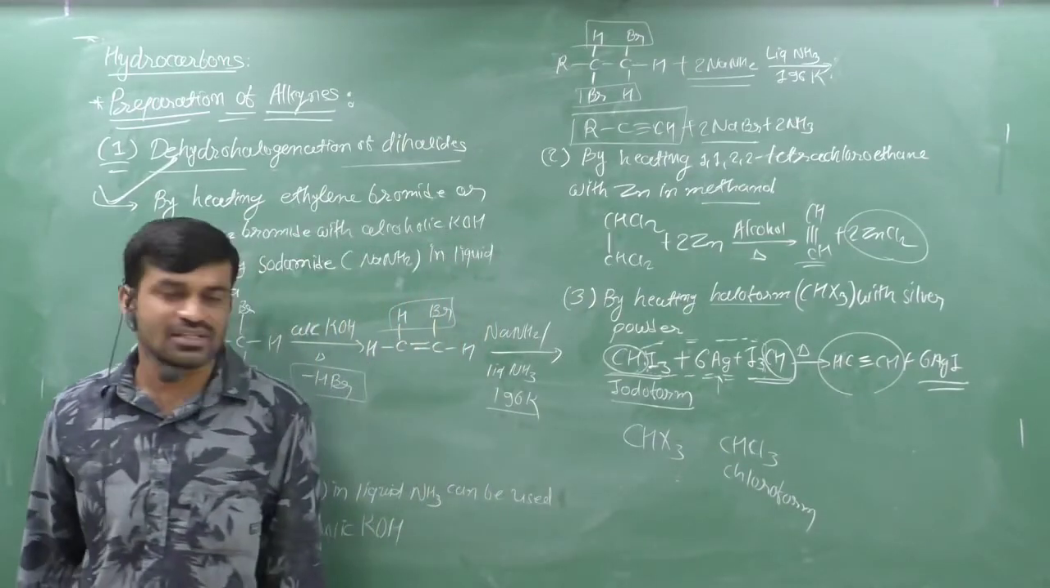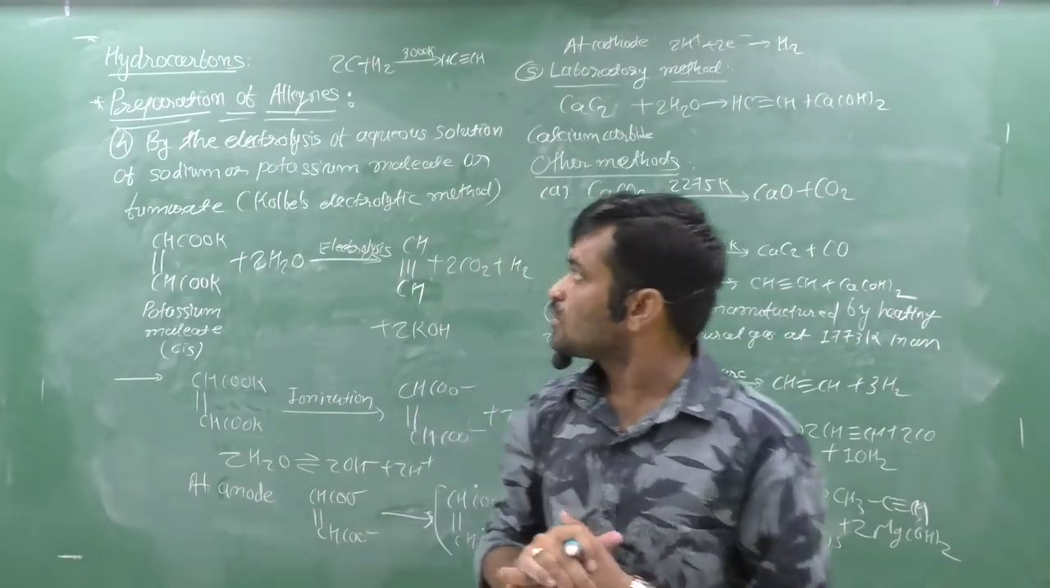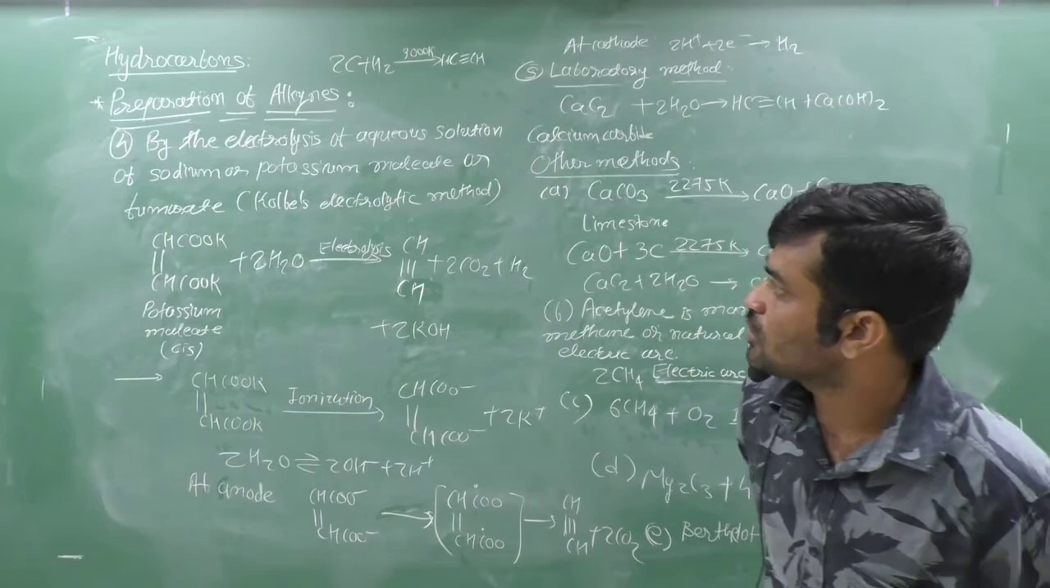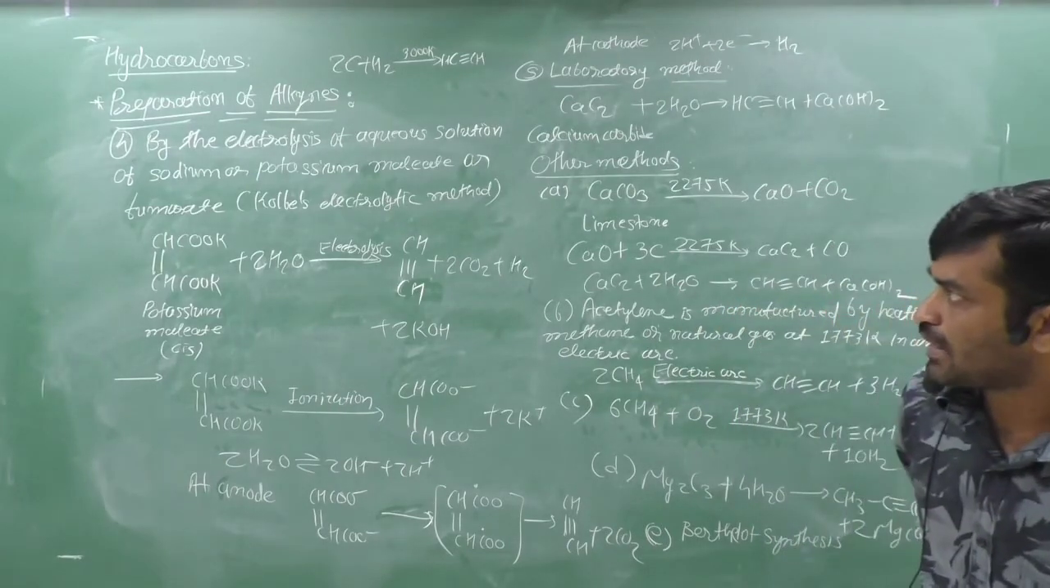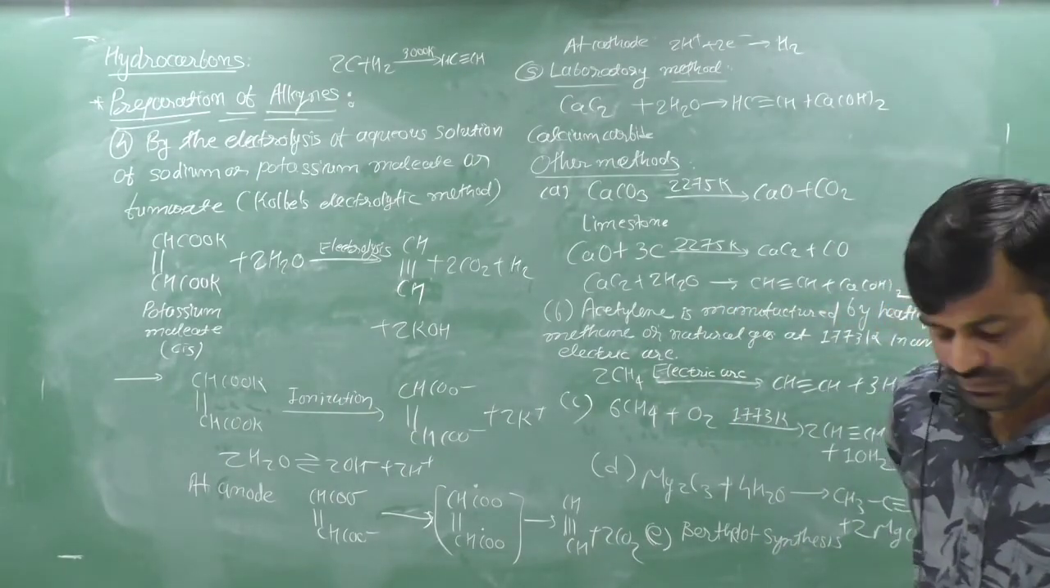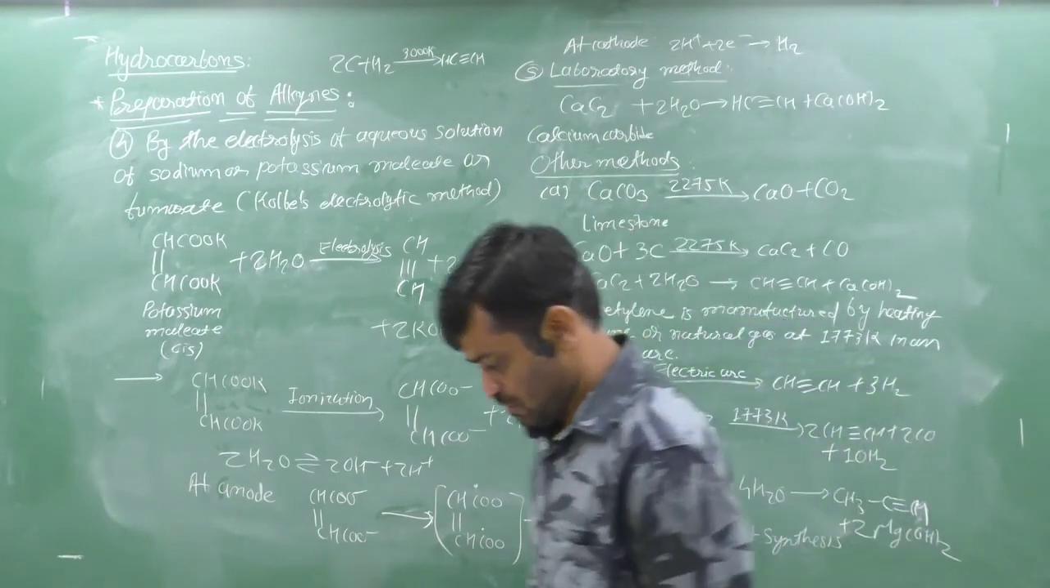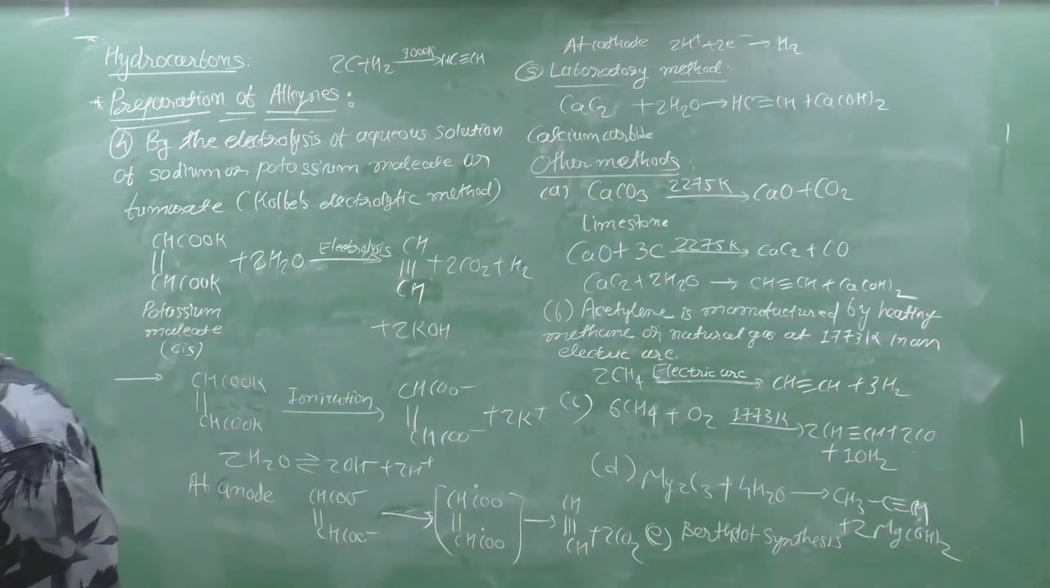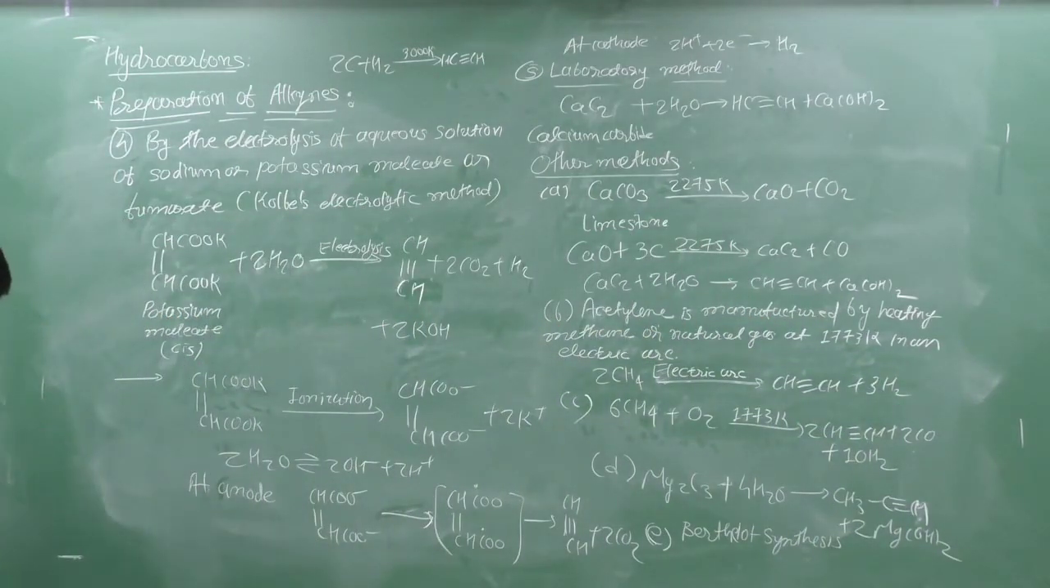Now the next method is the electrolysis of an aqueous solution of sodium or potassium malate or fumarate. In general it is a Kolbe electrolysis method, which we can discuss here or memorize. By the electrolysis of aqueous solution of sodium or potassium salt of malate or fumarate. Clear? Or the Kolbe electrolysis method.